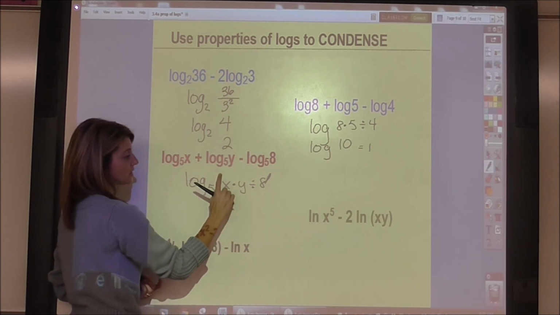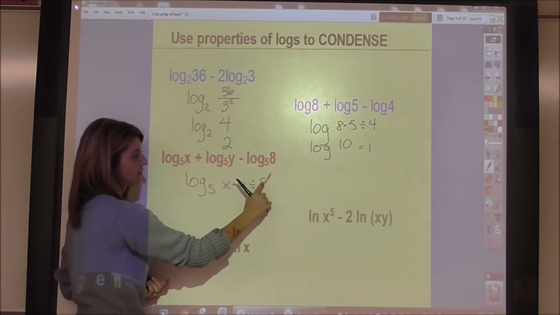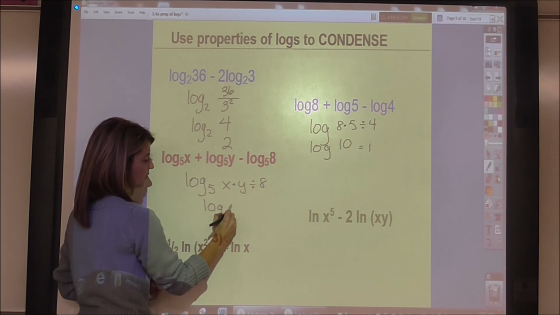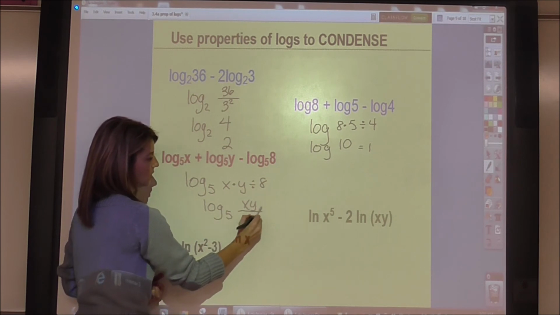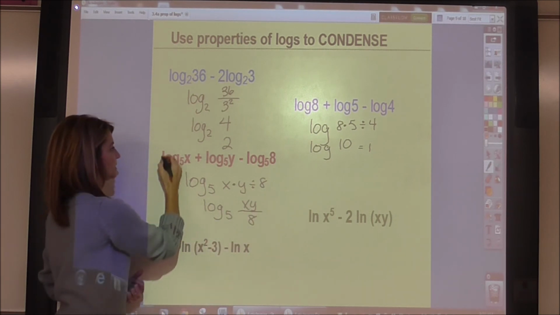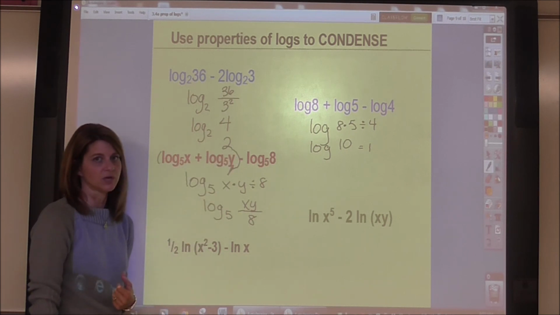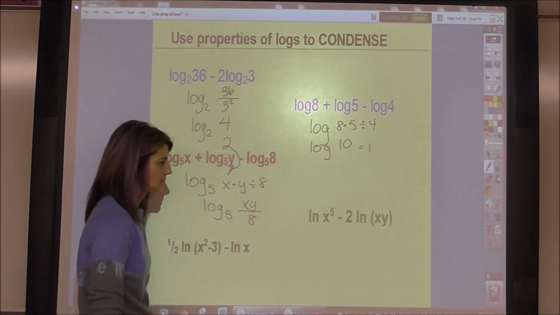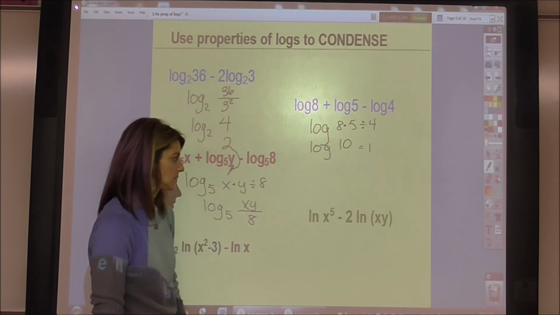So that means if you are taking x times y first and then dividing by 8, you have log base 5 of xy over 8. Really and truly, to make it easier, we probably should have that in parentheses, just in case. All right, if you're doing it, put parentheses in.